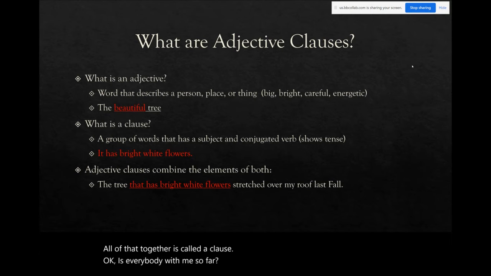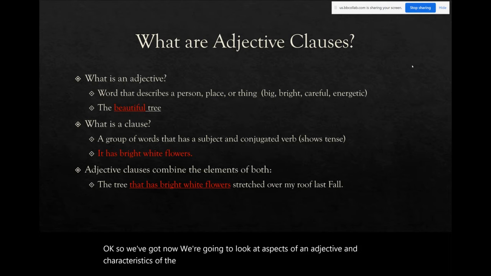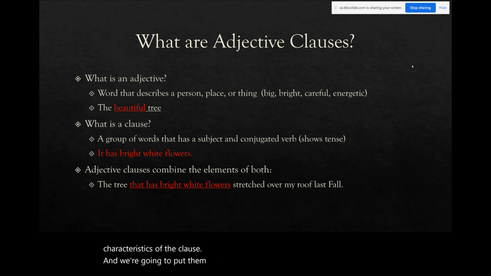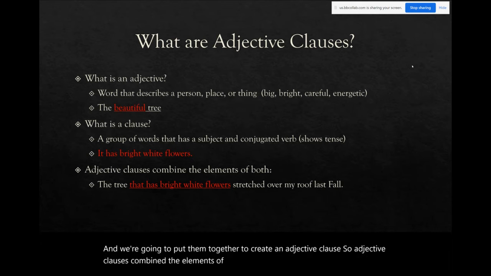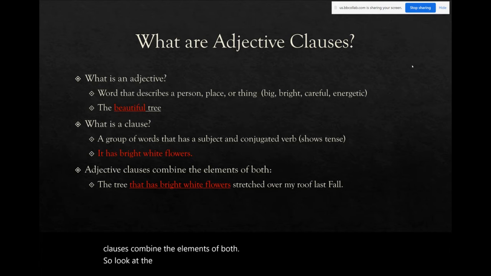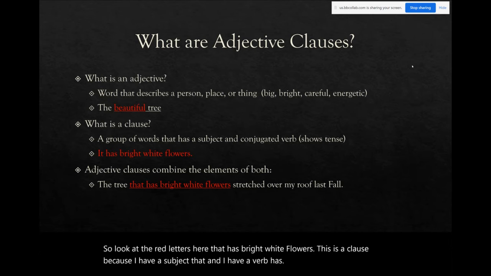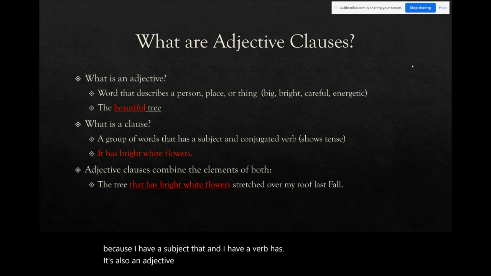Yes. Okay, so now we're going to look at aspects of an adjective and characteristics of the clause, and we're going to put them together to create an adjective clause. So adjective clauses combine the elements of both. So look at the red letters here, that has bright white flowers. This is a clause because I have a subject, that, and I have a verb, has. It's also an adjective because why? What is it describing? Flowers. Are we describing the flowers, or are the flowers on the tree and we're describing the tree?